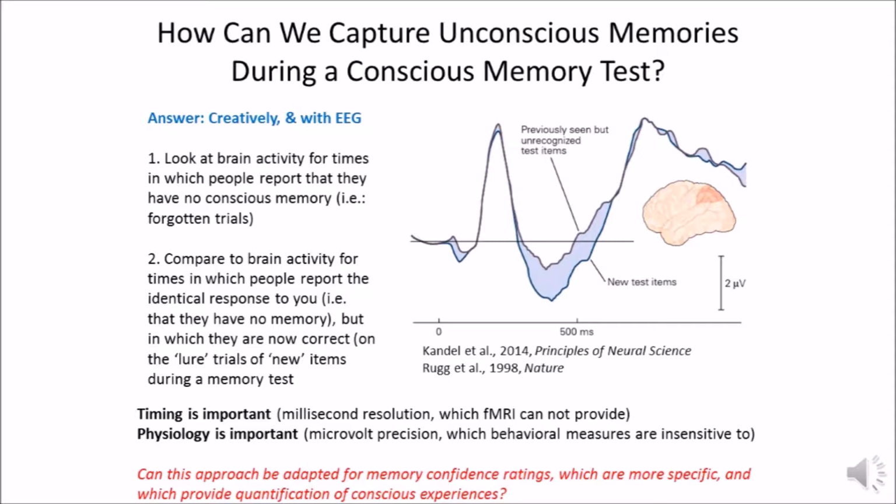Now, what you do then is compare that physiology to the times in which people report the same exact conscious experience to you. They say, nope, I don't remember it, but this time they're right. So this is on the lure items, the new pieces of information, right? That gives you your control, your baseline comparison condition, and the subjects have told you the same thing, identical, right? So the physiology should also be identical.